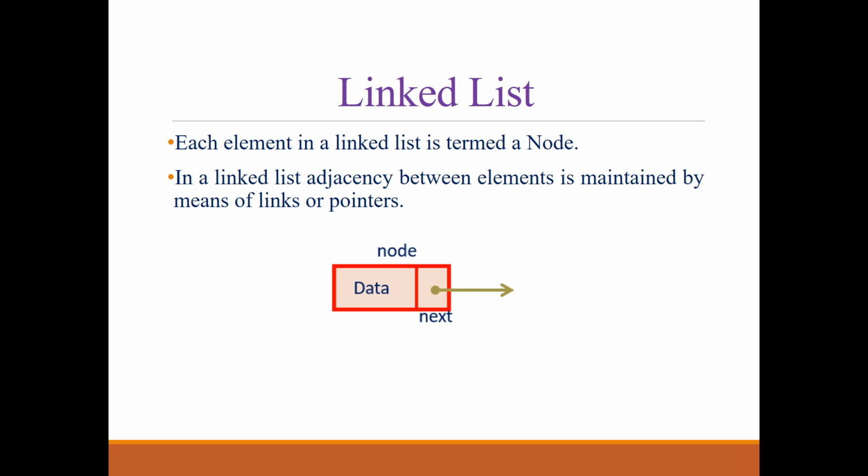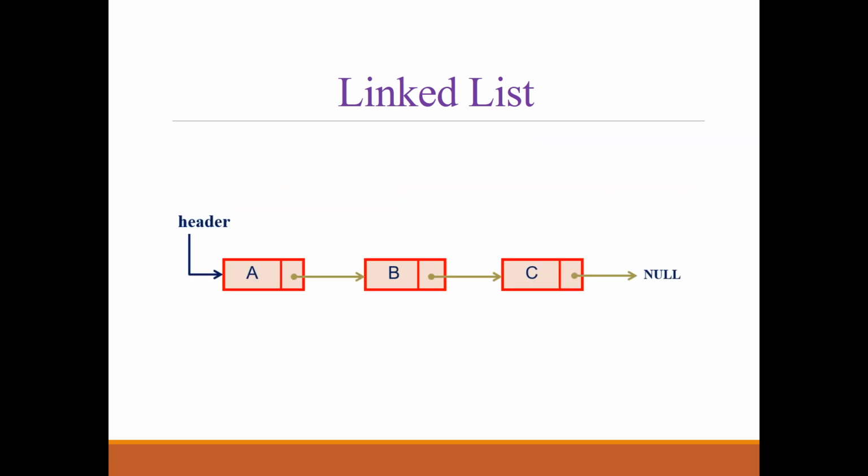Each element in a linked list is termed a node, and the adjacency between each element is maintained by means of links or pointers. So this is the basic structure of a node. A node consists of a data part as well as a link part. The data part will store the data item, whereas the link part will store the address of the next element.